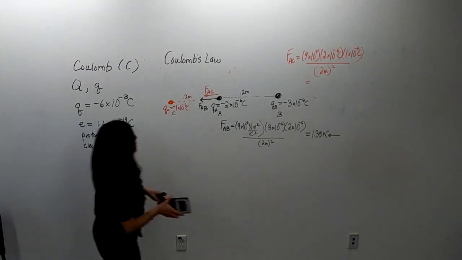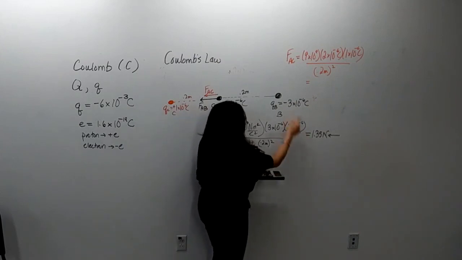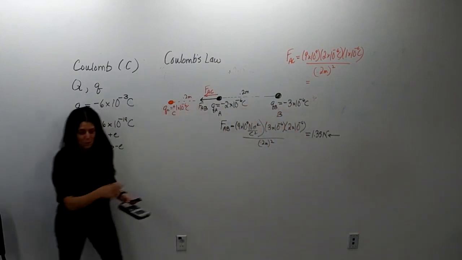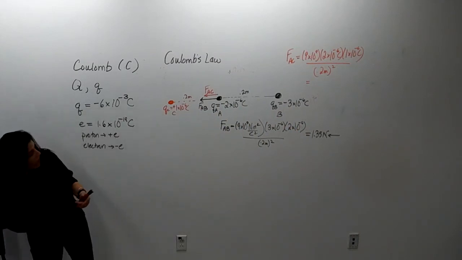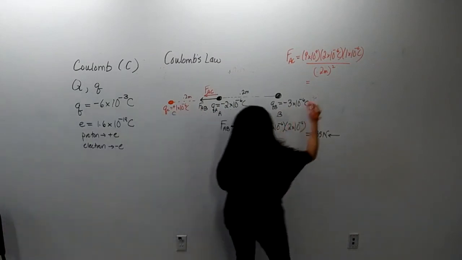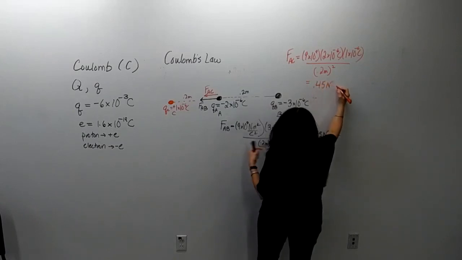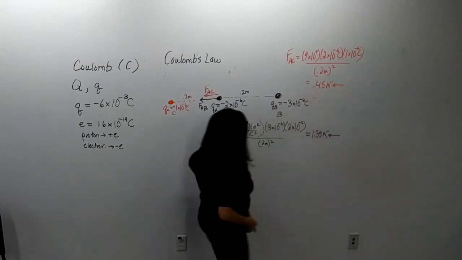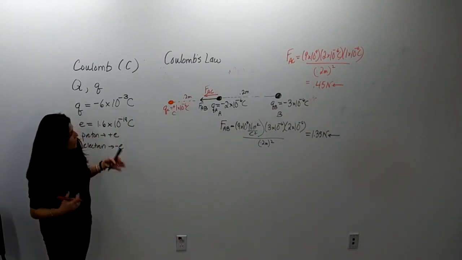And if I calculate that, here's a little trick. Since everything is the same, I can just take this number, divide by 3, and then multiply by 1. So that's what I'm going to do. I get 0.45 newtons. And that force is also to the left. Okay, so I have a second force also to the left.